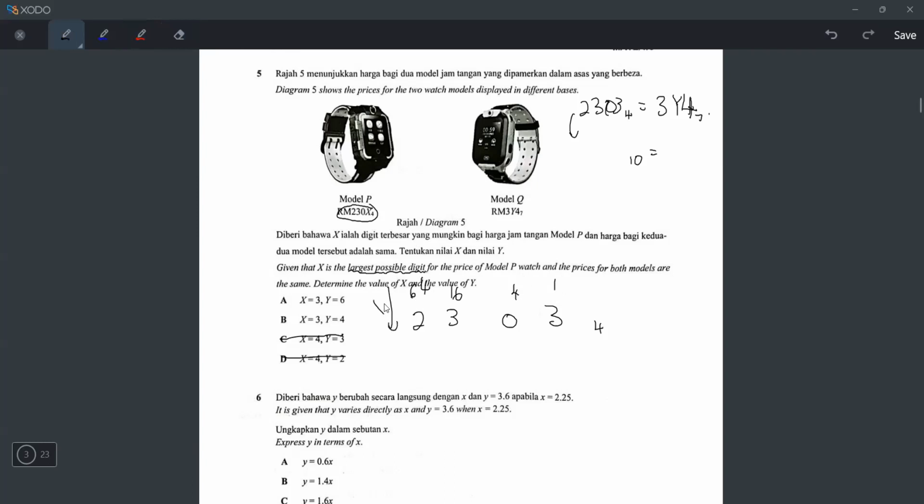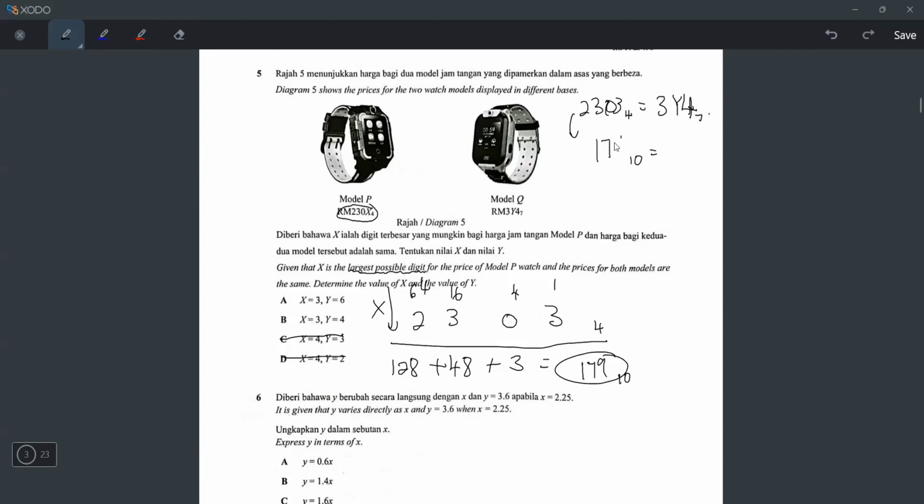And what you have to do now is times them together and then plus all together. 64 times 2, I press and get 128. 16 times 3, I press and get 48. 4 times 0 is 0, no need to write. 1 times 3 is 3. Add them together, and then you get this value, and this value will be in base 10. So what is 128 plus 48 plus 3? Okay, wait for me. I got 179. 179 base 10.